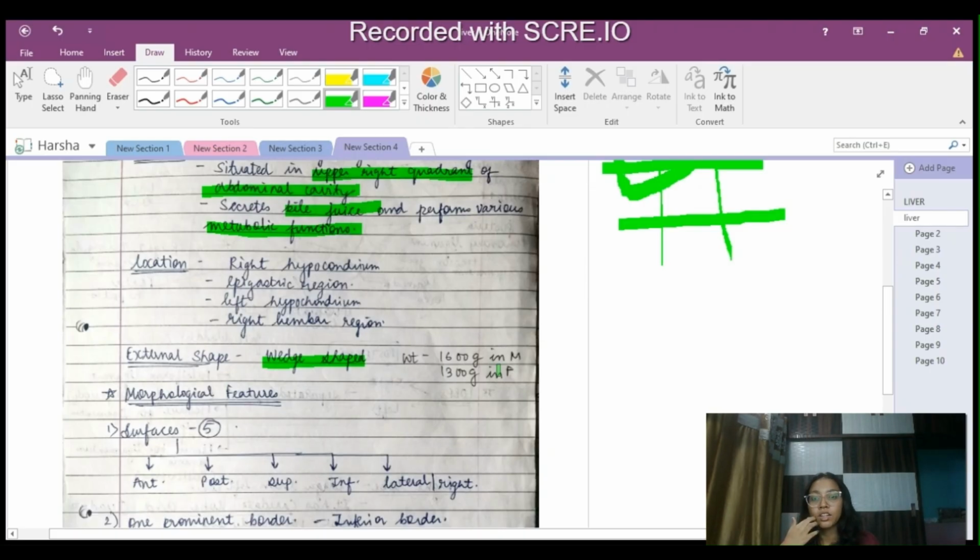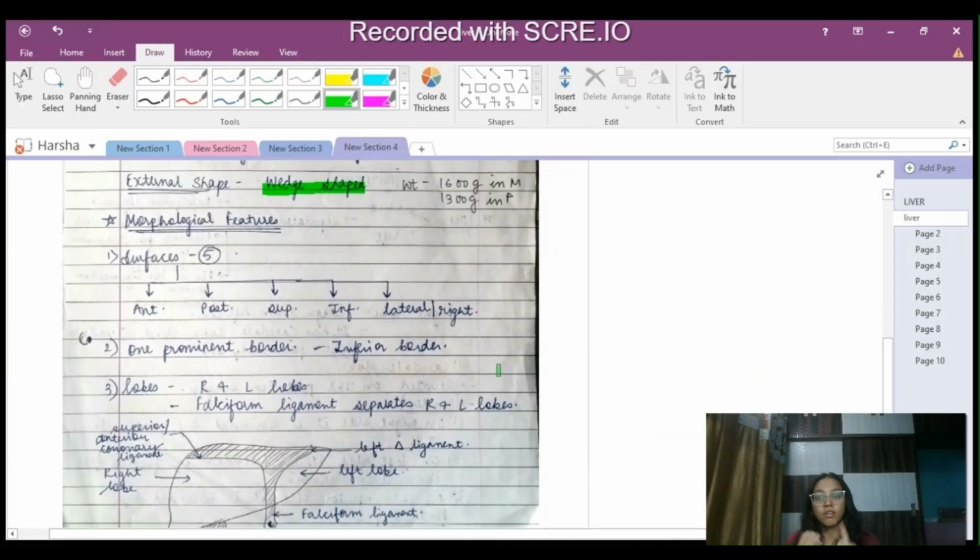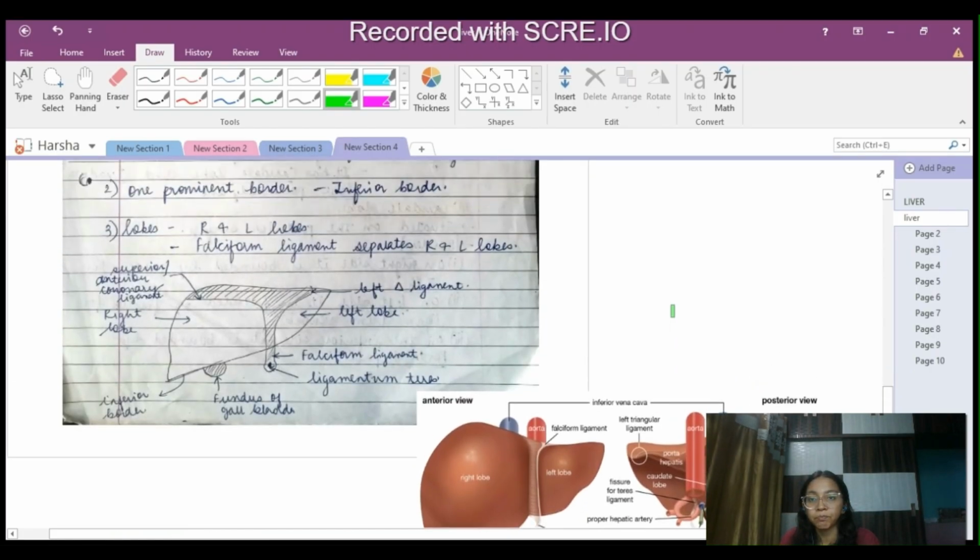Morphological features based on the surface, border, and lobes. We'll classify the morphological features. Since it is a wedge shaped organ, imagining the organ in that sense will help in understanding the surfaces, the lobes, and the borders of that particular organ. The surfaces are five. How are the surfaces five? They are in this manner.